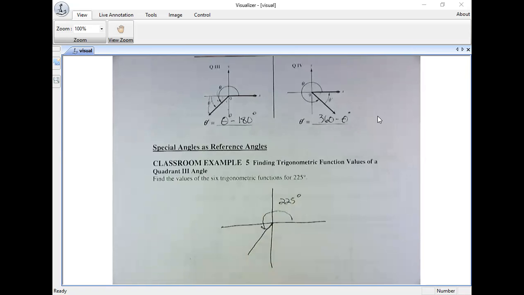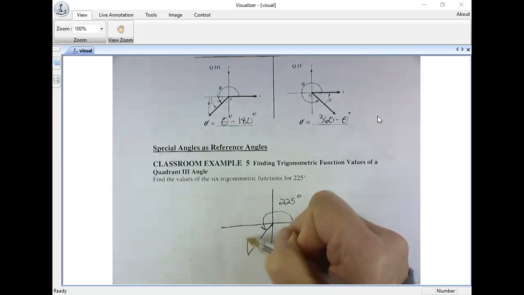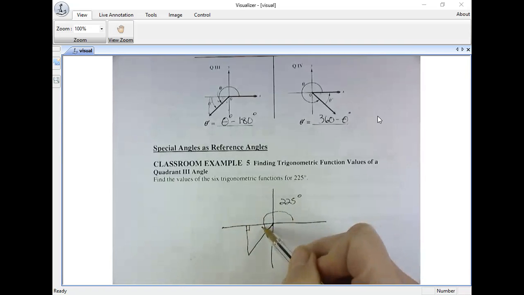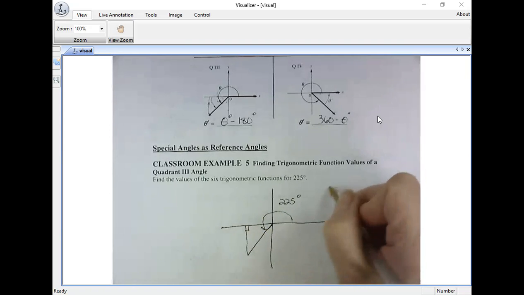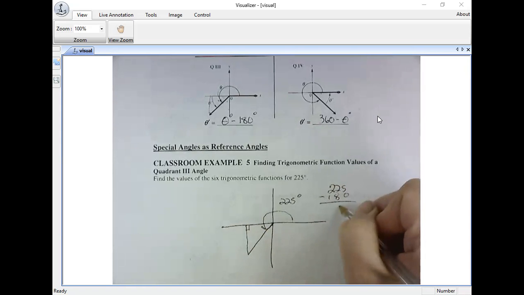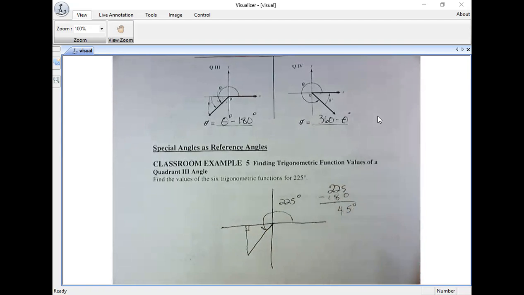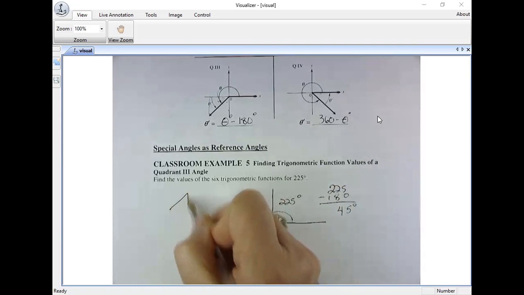Now, my perpendicular goes which way? Always to which axis? The x. So that means I've got to go up to get here. And how am I going to figure out this angle measure? If I do 225 minus 180, I've got 45, don't I? That's kind of nice because that's one of my special right triangles, isn't it? I'm going to sketch out this 45, 45, 90 just to make sure we remember.